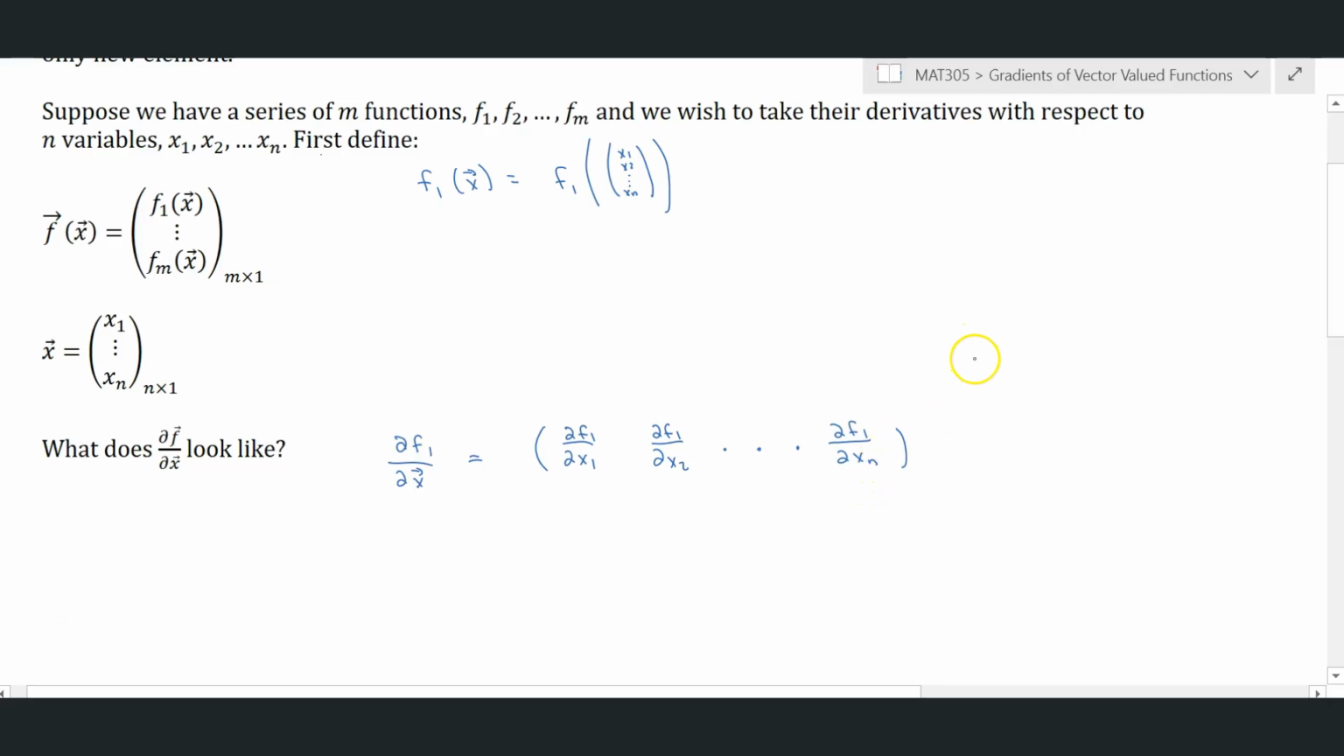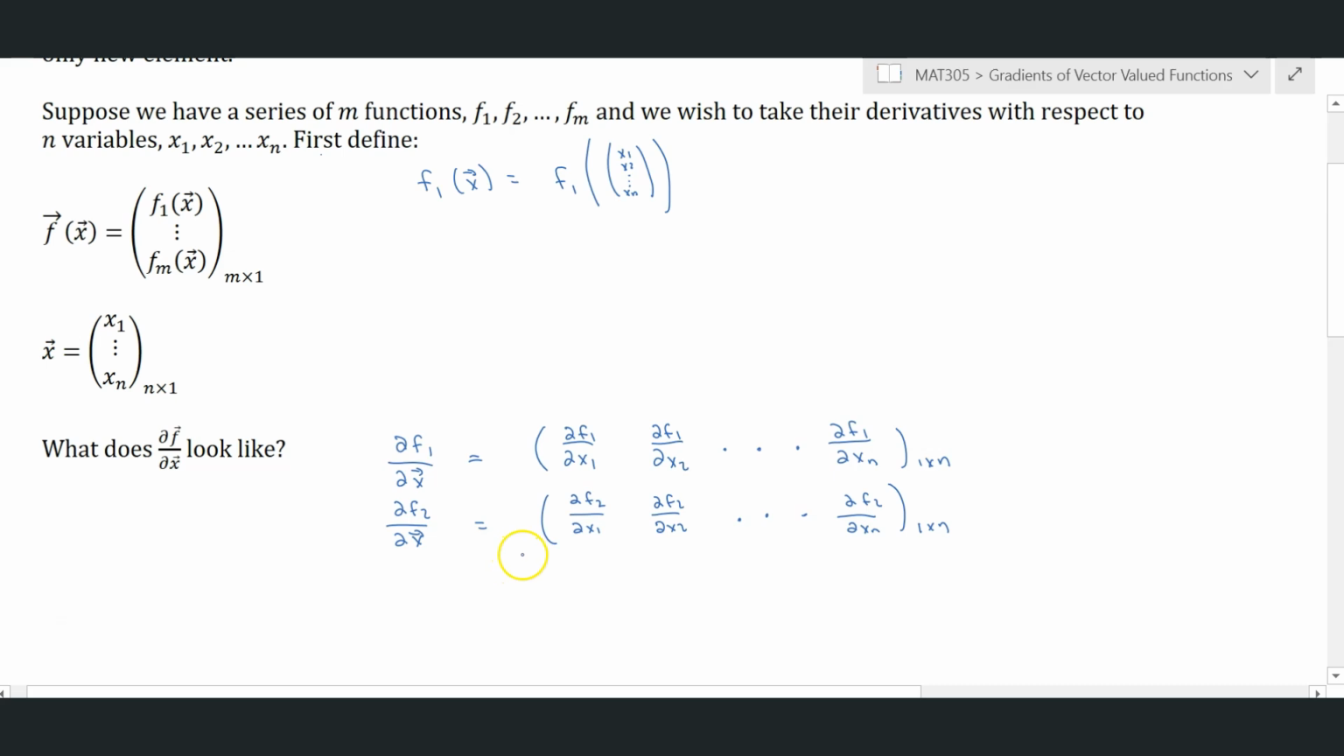Then I could do the same thing for the derivative of f2 with respect to the vector x. As you might guess, that's going to look very similar, except it's going to be the derivative of f2 with respect to x1, the derivative of f2 with respect to x2, all the way up to the derivative of f2 with respect to xn. Each of these, notice, is a 1 by n. So one row by n columns, one row by n columns.